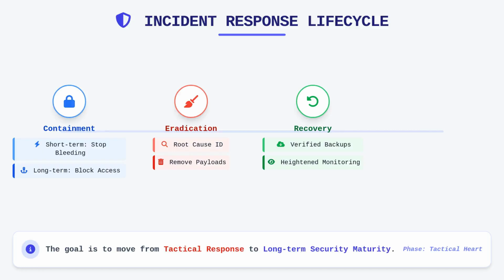The final phase, lessons learned, is arguably the most critical for long-term security maturity. By conducting a formal post-incident review, a team documents what worked, what failed, and how to update preparation efforts for future events.